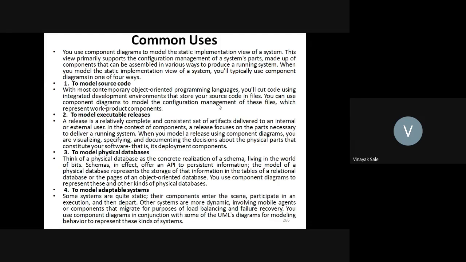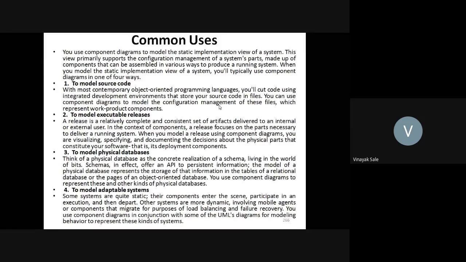When you model a release using a component diagram, you are visualizing, specifying, or documenting the decisions about the physical parts that constitute your software, that is, its deployment components. Third is modeling a physical database. Think of a physical database as the concrete realization of a schema living in the world of bits.